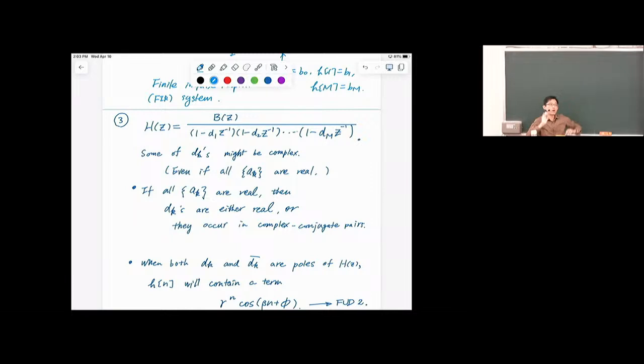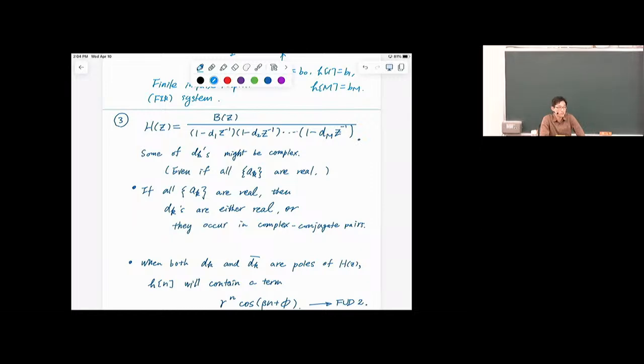given a polynomial, like A of z, when A of z is a high-order polynomial, chances are some of the poles should be complex. You'd be pretty lucky if you just randomly write out a polynomial and all the roots are real. That's more rare. It doesn't happen so often, right?